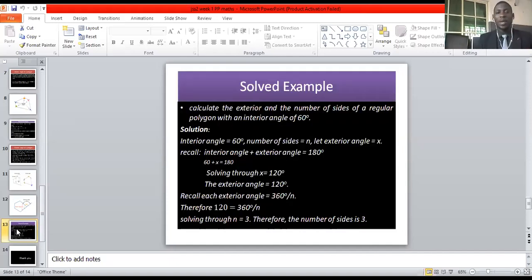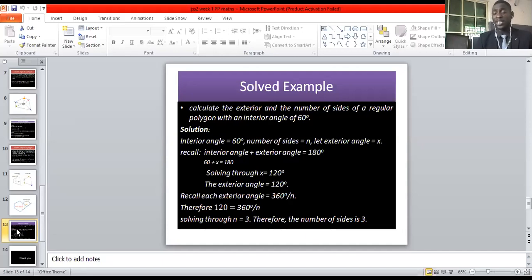So exterior angle there is 360 over n. Now we have to calculate the number of sides. In this relationship, we can calculate it. That is, exterior angle equals to 360 over n, where n is the number of sides. All you need to do is put in your characters. What is the exterior angle of that shape? 120 equals to 360 over n. Make n the subject of the formula. We solve through. n becomes 3.